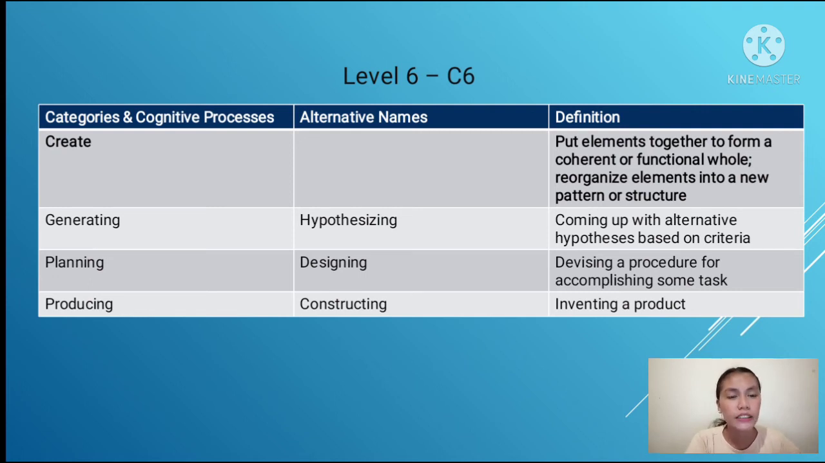In generating, its alternative name is hypothesizing. Coming up with alternative hypotheses based on criteria. Next is planning. Its alternative name is designing, devising a procedure for accomplishing some task. And the last is producing, rather. Its alternative name is constructing. Definition is inventing a product.